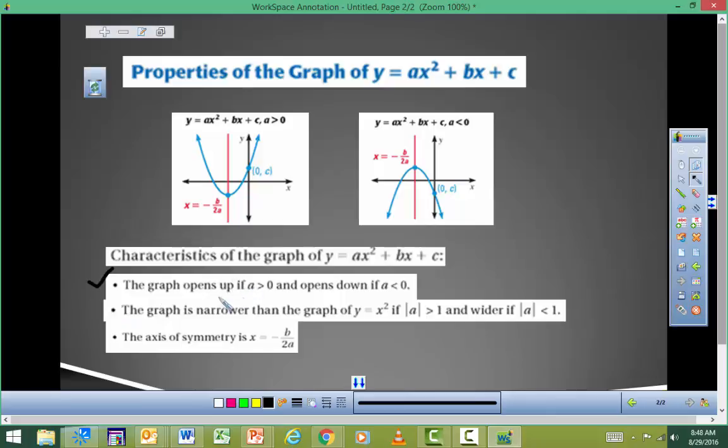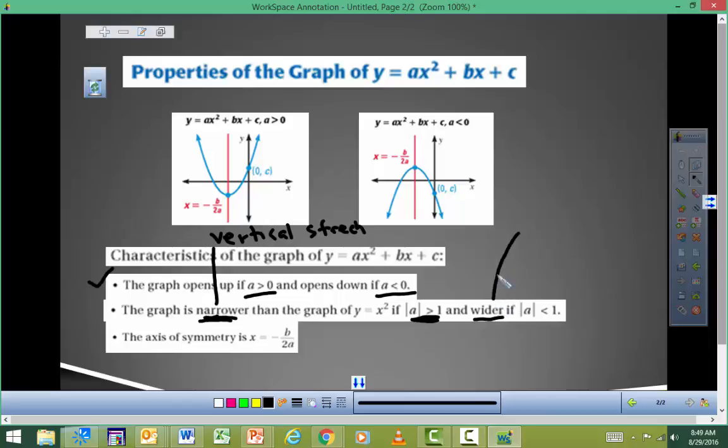The graph opens up if a is bigger than 0. It opens down if it's less than 0, in other words, if it's negative. We talked about this, narrower and wider. If this a value, and it's talking about the a value right here, and sometimes we take the absolute value of a, if the absolute value of a is bigger than 1, then the graph gets narrower. And we call that a vertical stretch.